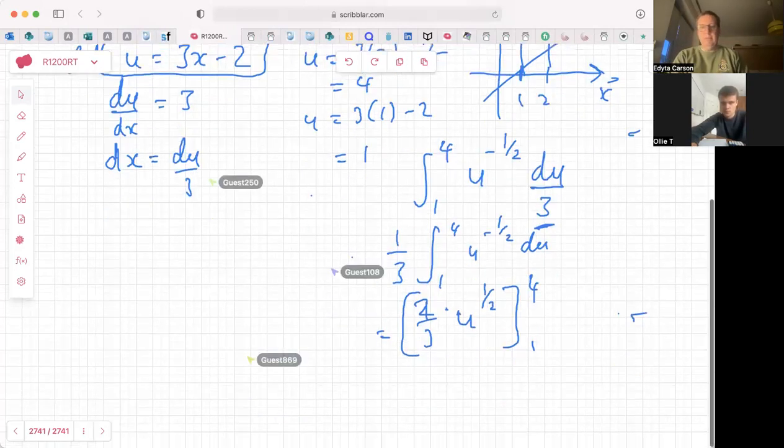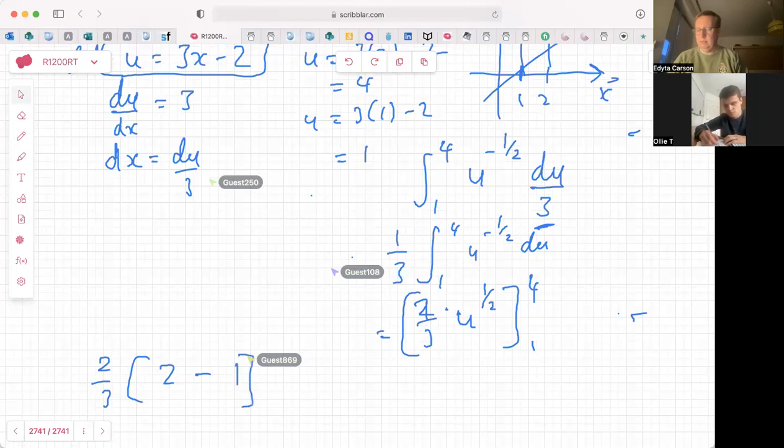And then we just put 1 and 4 in. So I put 4 in. The 2/3 could just sit there doing nothing for now. And we just put u to the, so 4 to the half, that's 2, because it's the square root of 4. Take away 1 to the half, that's just 1. So after all that, the answer is 2/3. That's it. We did it. Any questions?